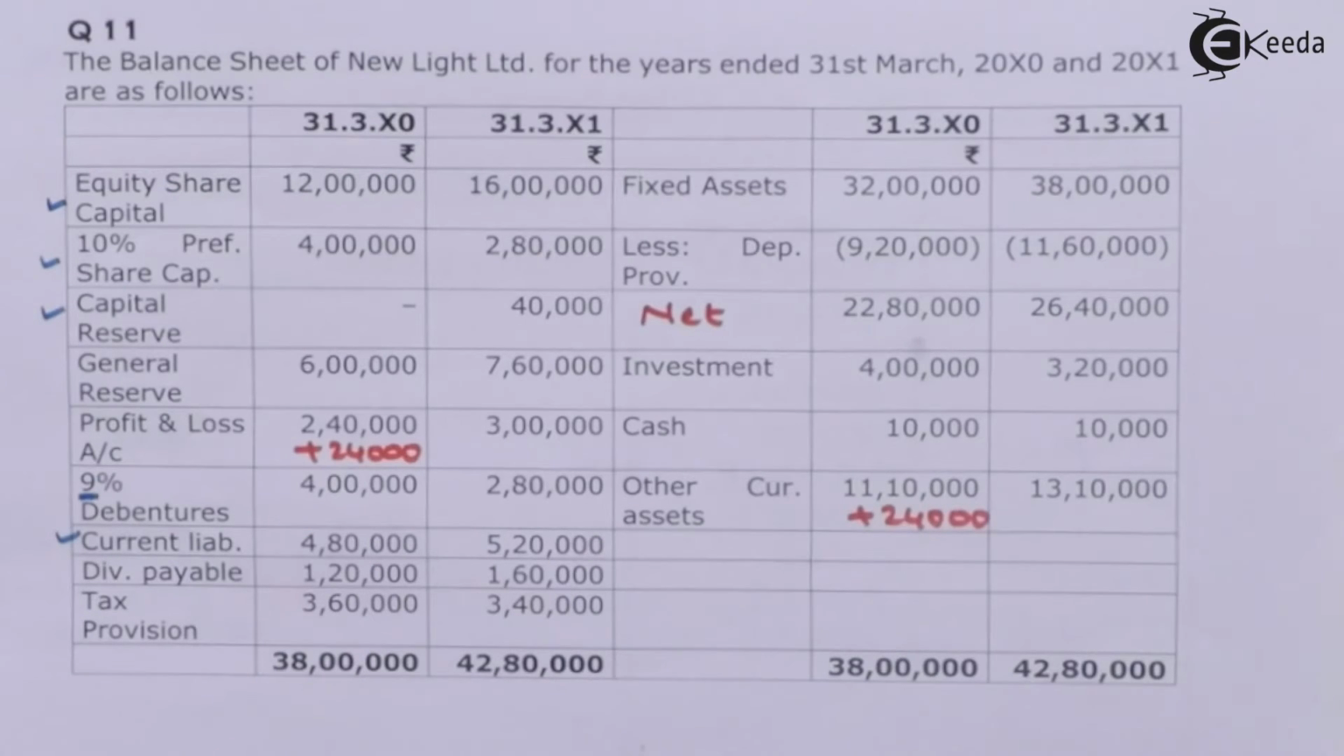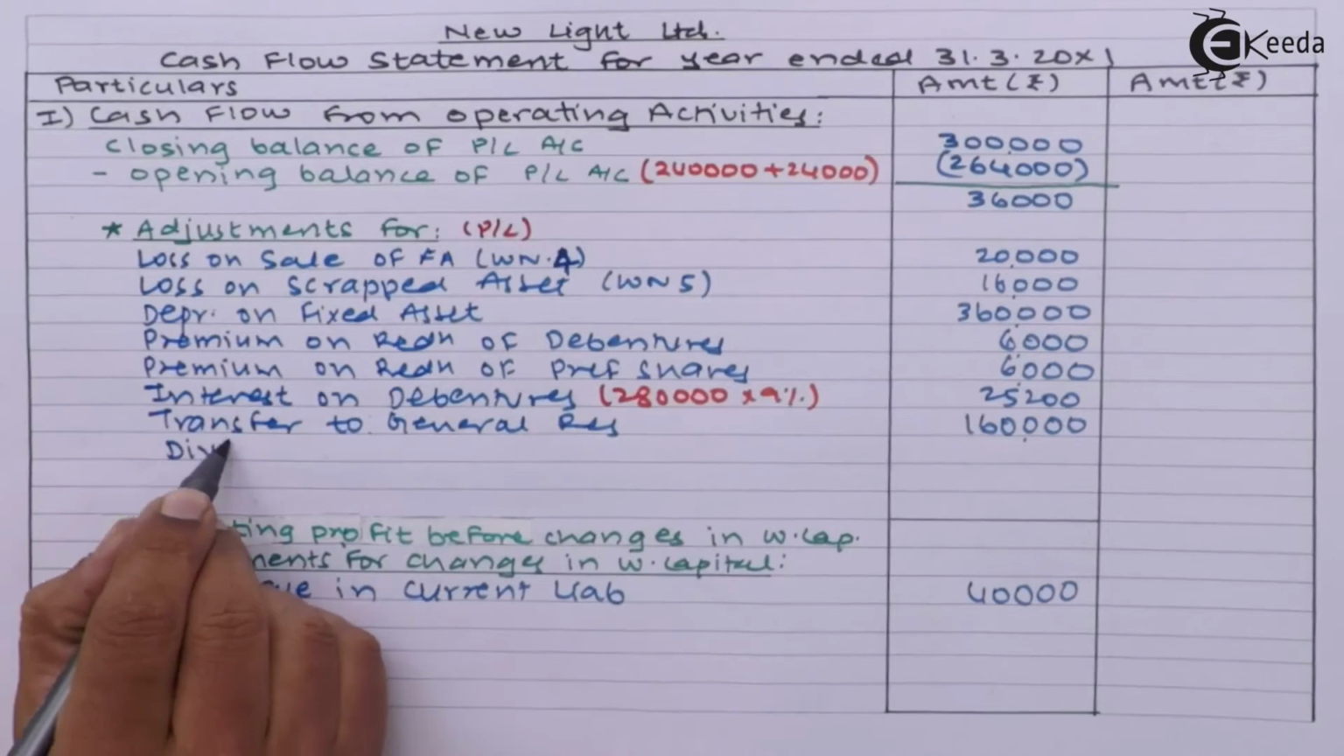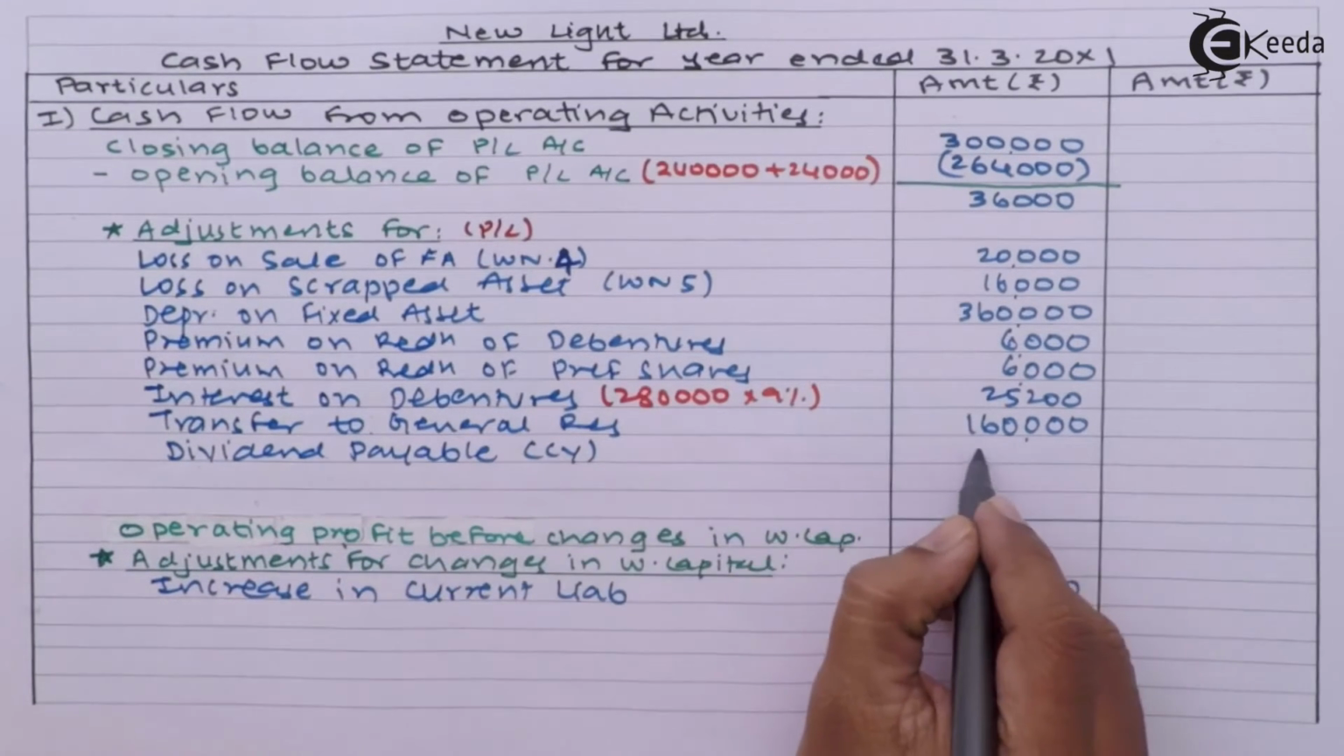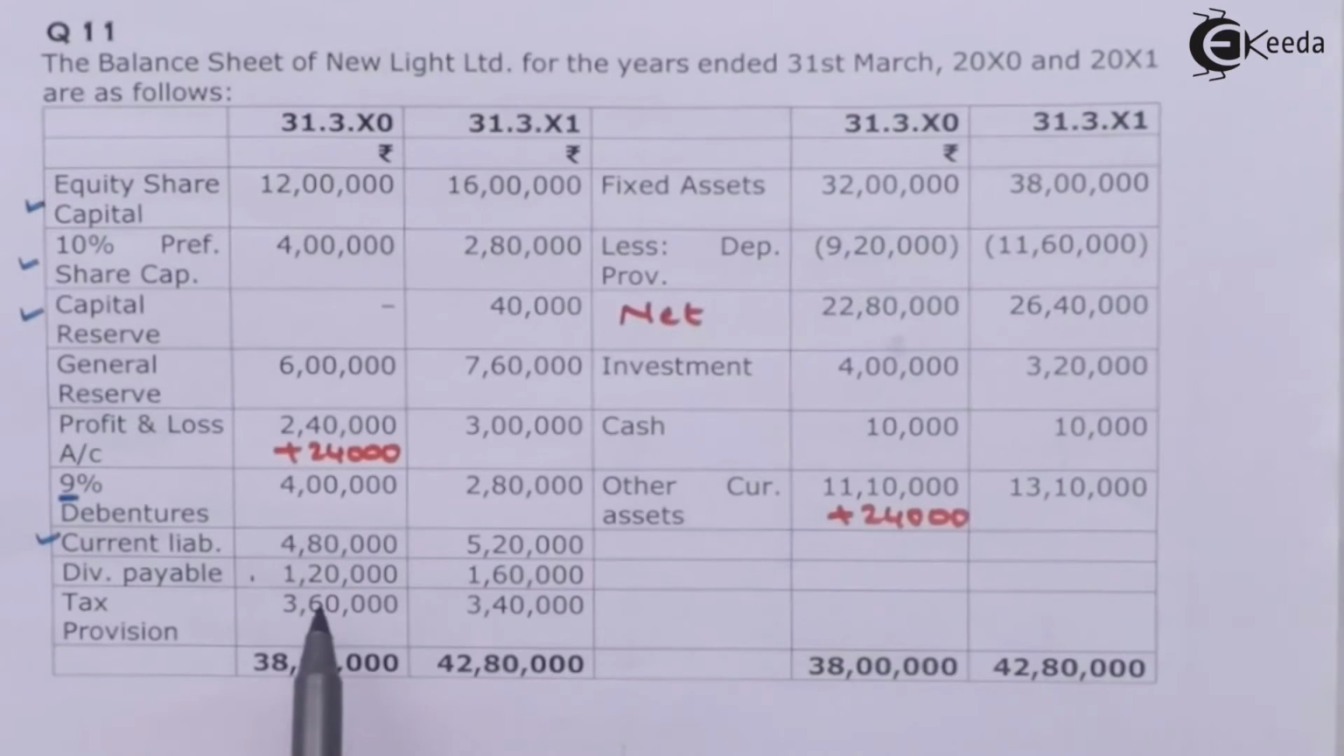Dividend payable, the question is silent about this, so we will assume last year's dividend is paid and current year dividend is debited to the P&L account. So in that sense, current year dividend 1,60,000 I will add in my operating activity because it is a non-operating item which was debited to my P&L account. And last year's dividend payable we will assume it is paid. So in financing activity I will write dividend paid for last year 1,20,000.